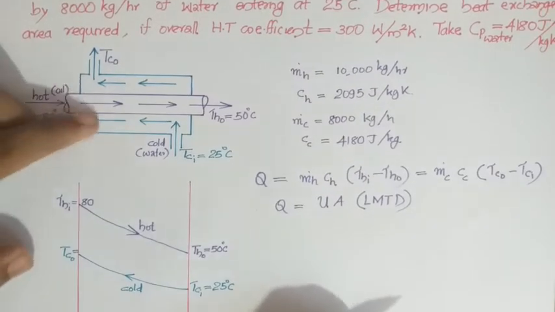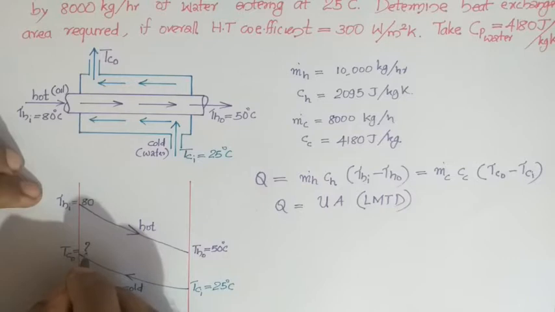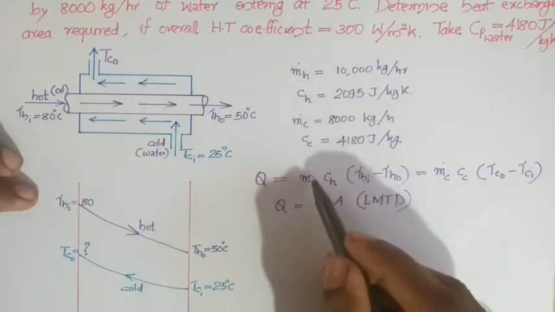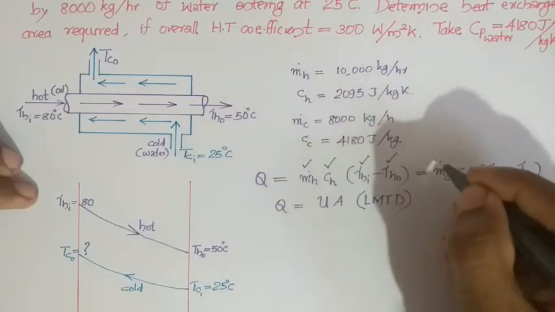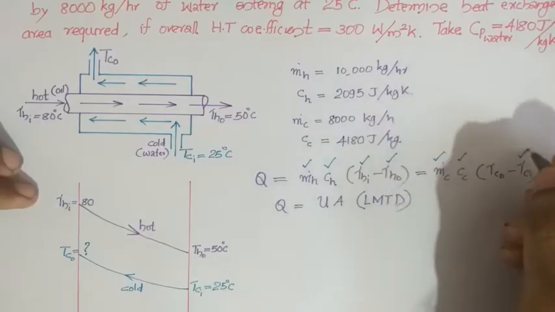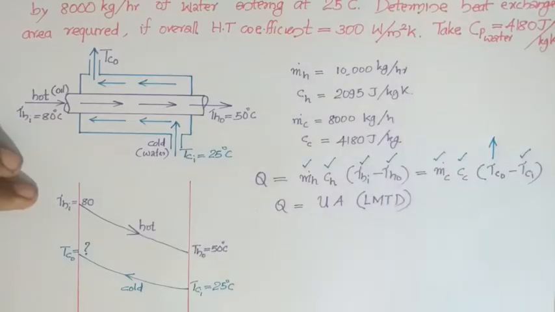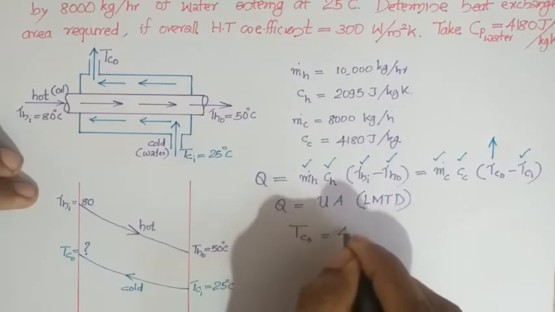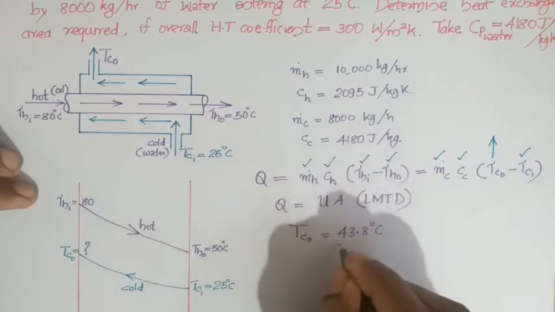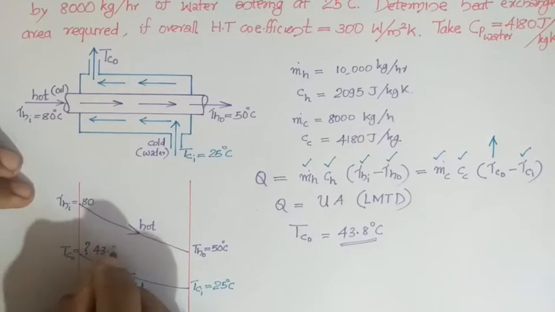Based on this counterflow, the temperature distribution for hot and cold fluids is shown. Here the cold fluid exit temperature Tco is unknown. How can you evaluate it? m dot h is known, Ch is known, Thi is known, Tho is known, m dot c is known, Cc is known, Tci is known. So by substituting in this equation, you can evaluate Tco. If you substitute these values, you will obtain Tco as 43.8 degrees Celsius.